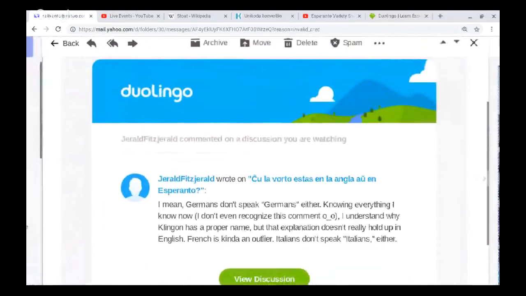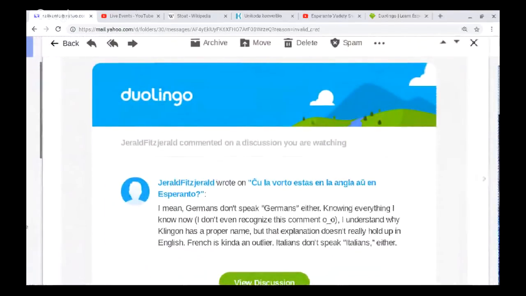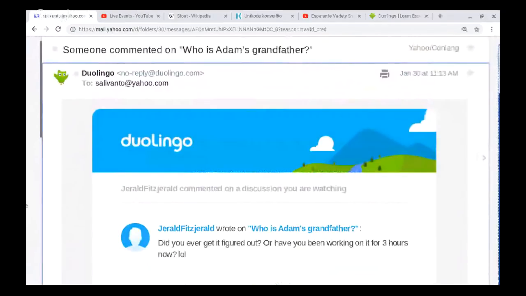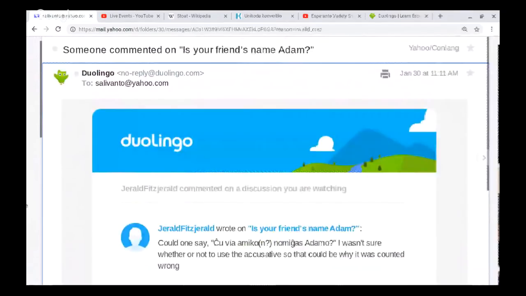All right, here's the sentence. Ĉu la vorto estas en la angla aŭ en Esperanto? All right, I'm not going to worry about that. I'm going to save that till later. Did you ever get that figured out, or have you been working on it? Sometimes I look at these things and I'm thinking, here we go. This is something that I do on a regular basis.